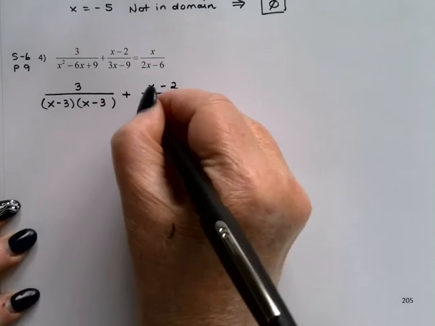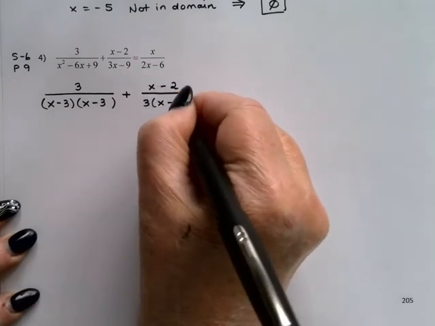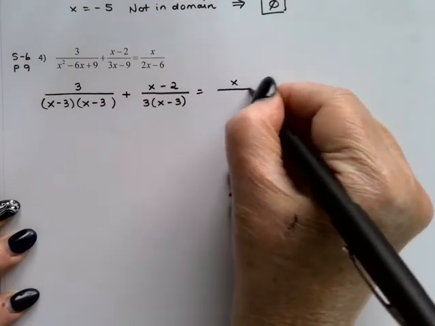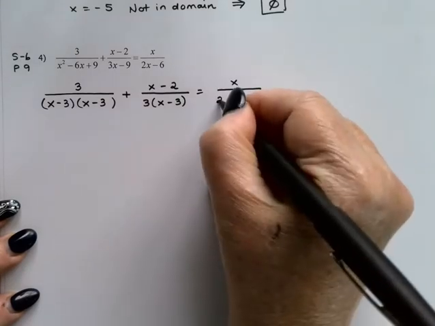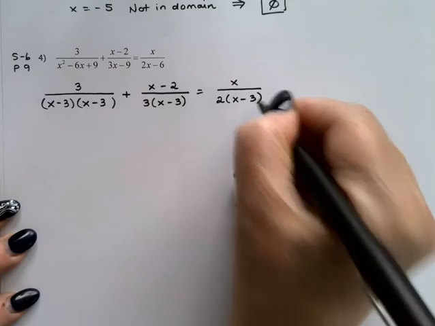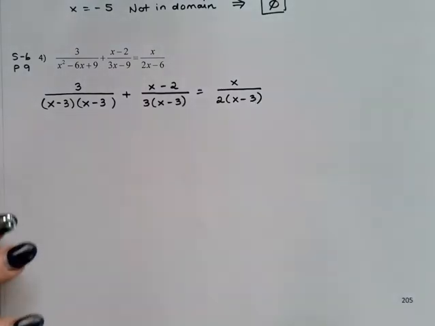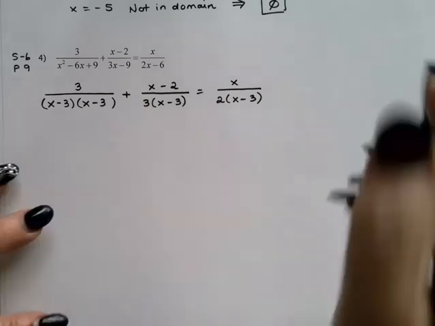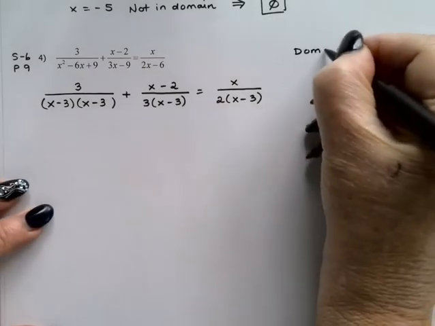Second fraction, I can factor a 3 out of the denominator. Makes that x minus 3. And finally, the other side, I'll factor a 2 out, which also makes that x minus 3. So in every single factor, we see that x can't be 3. So that's my domain right there.